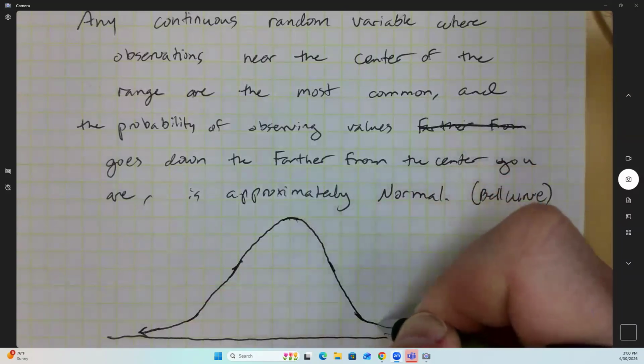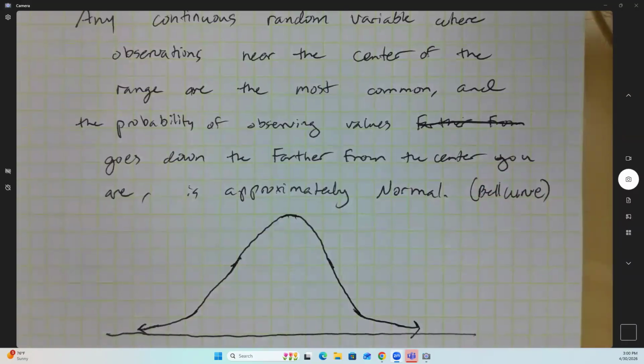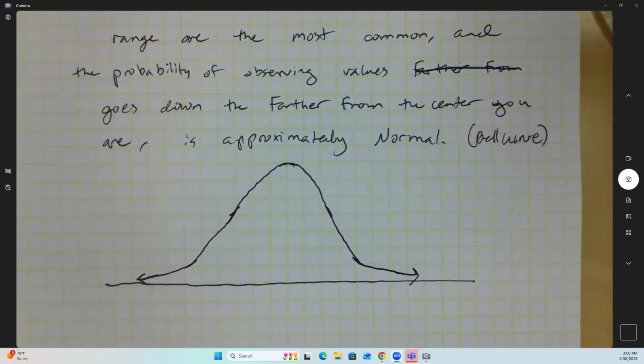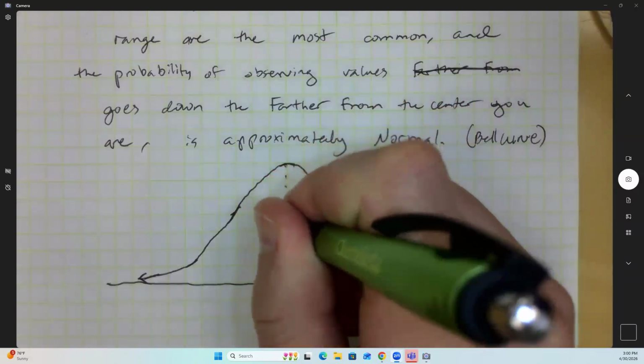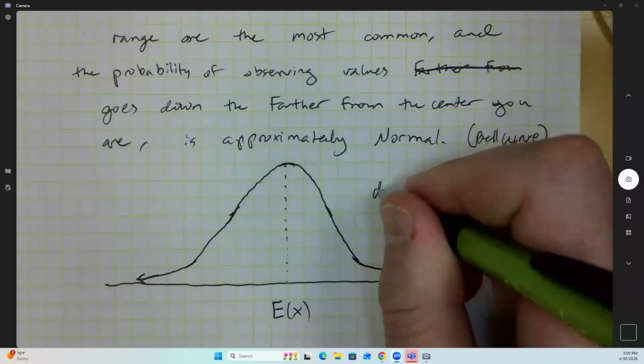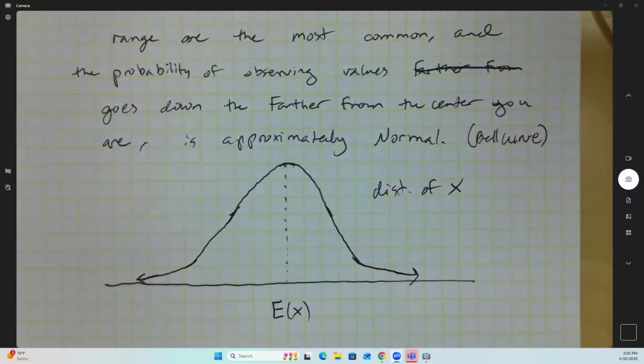So even if we don't put any numbers on it at all, that shape comes from observations near the center being the most common, and they get progressively less common the farther away you are. It's going to give you something that looks at least kind of like a bell curve. That very center is the expected value. So we'll call this a distribution of a random variable x. And every distribution has a standard deviation.